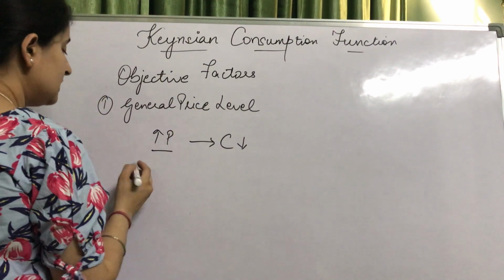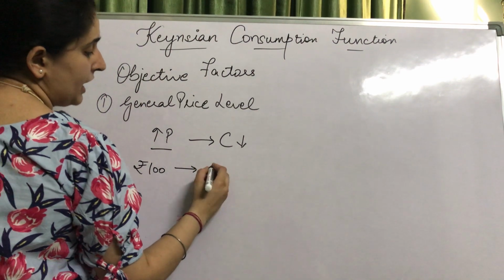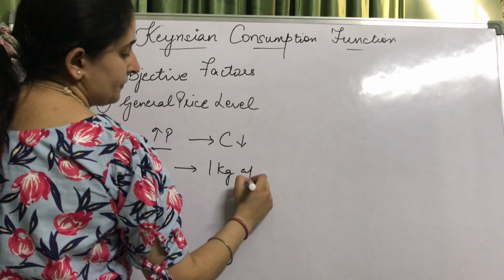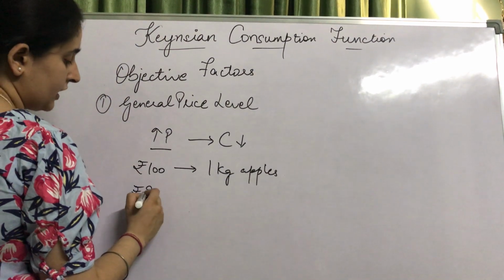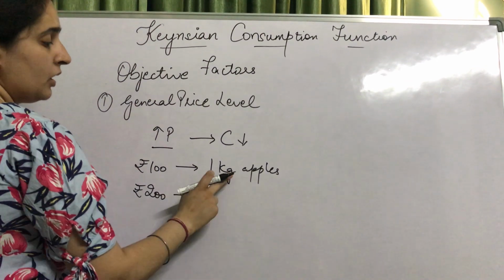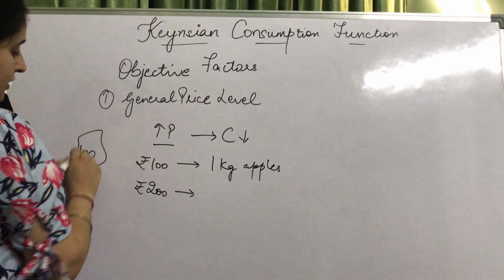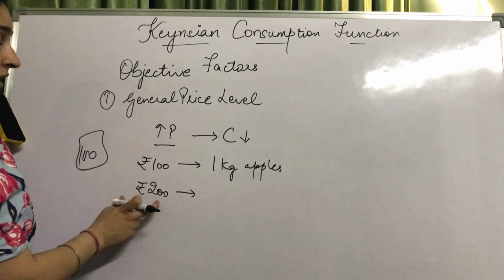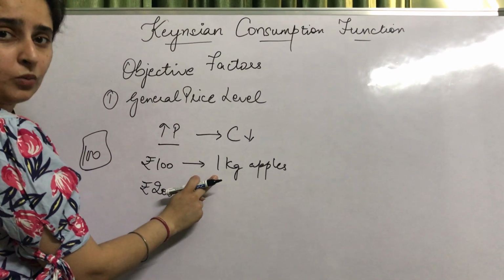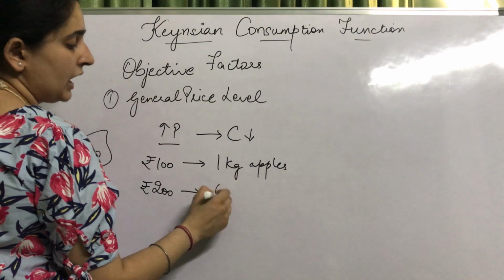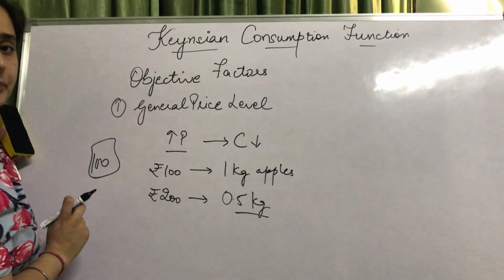How will it happen? For example, I have 100 rupees, and with this 100 rupees I can buy 1 kg of apples. Now the price of apples increased to 200 rupees. I have only 100 rupees with me. My main income is 100 rupees, and I cannot spend more than this. But the price increased. Will I be able to purchase 1 kg now? No, I will not be able to. I will be able to purchase only half a kg. Right? So this is the general price level.